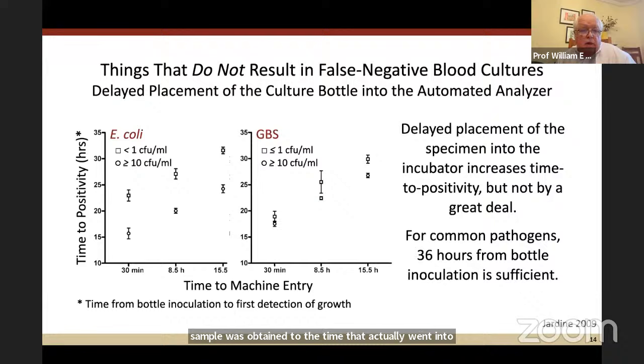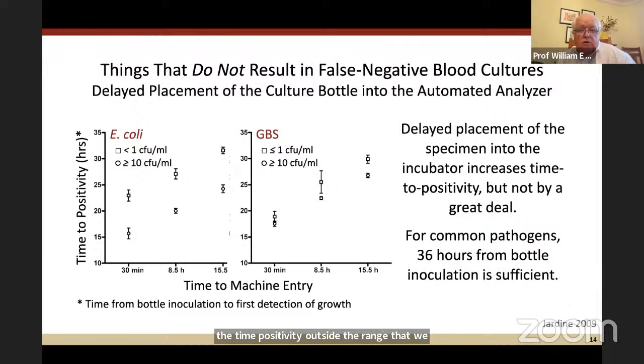the horizontal axis, to the time to positivity for sham cultures that were inoculated with E. coli or group B strep at low concentrations, less than 1 CFU per ml, or at higher concentrations, more than 10. And we can see that the time to positivity did in fact increase with increasing duration of time from 30 minutes to 8 to 15 hours after collection of the specimen. But this did not move the time to positivity outside the range that we had just discussed of the cultures turning positive within the first 36 hours.